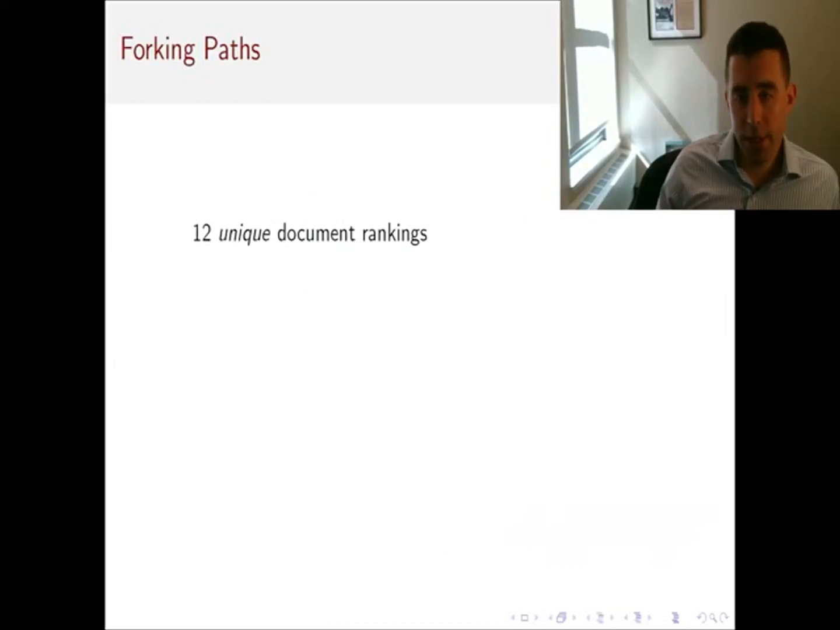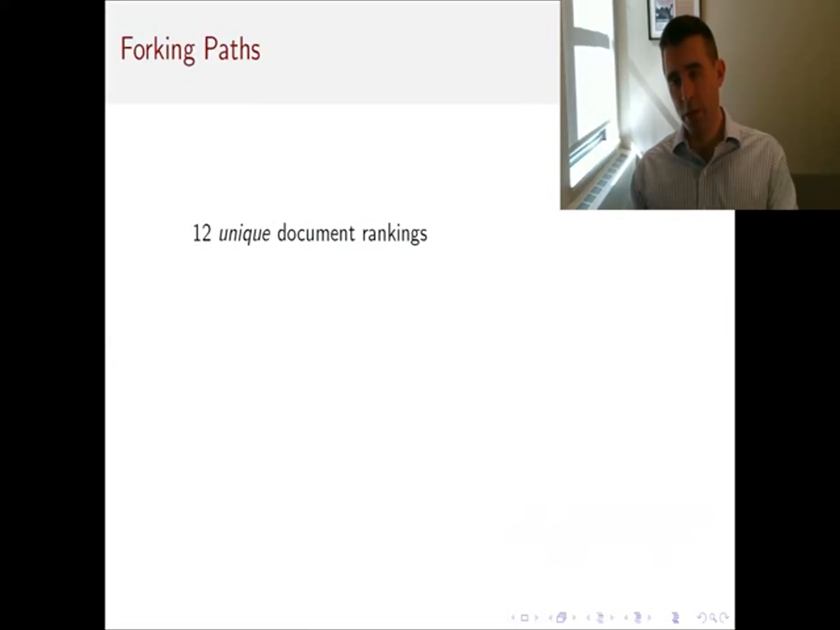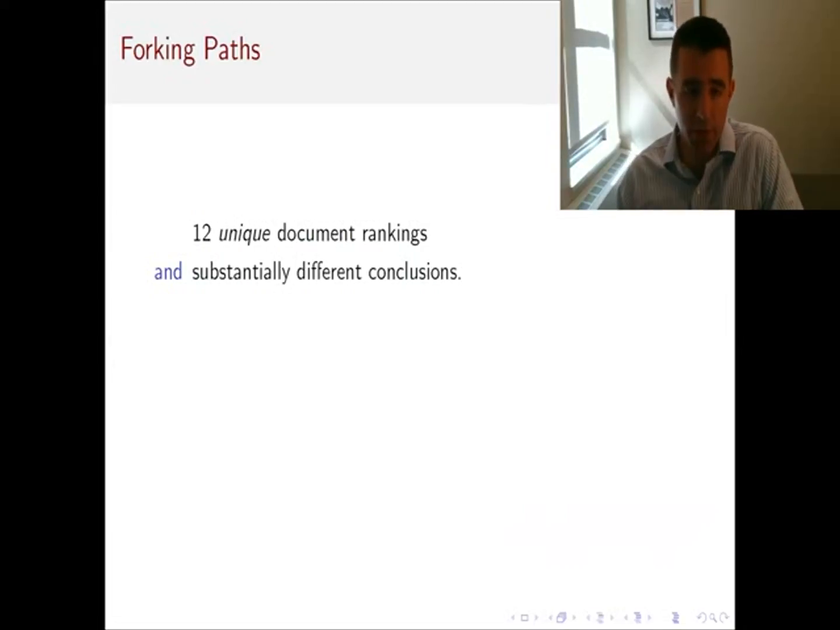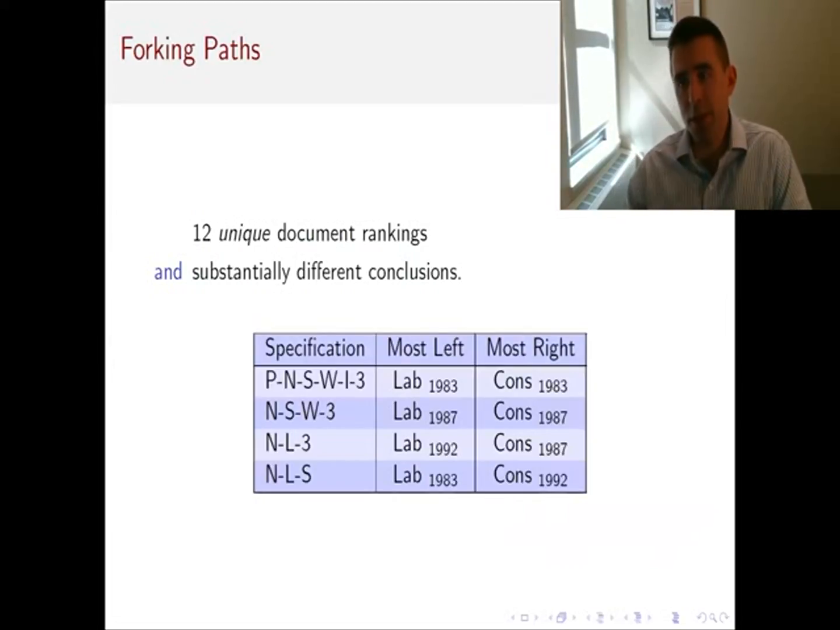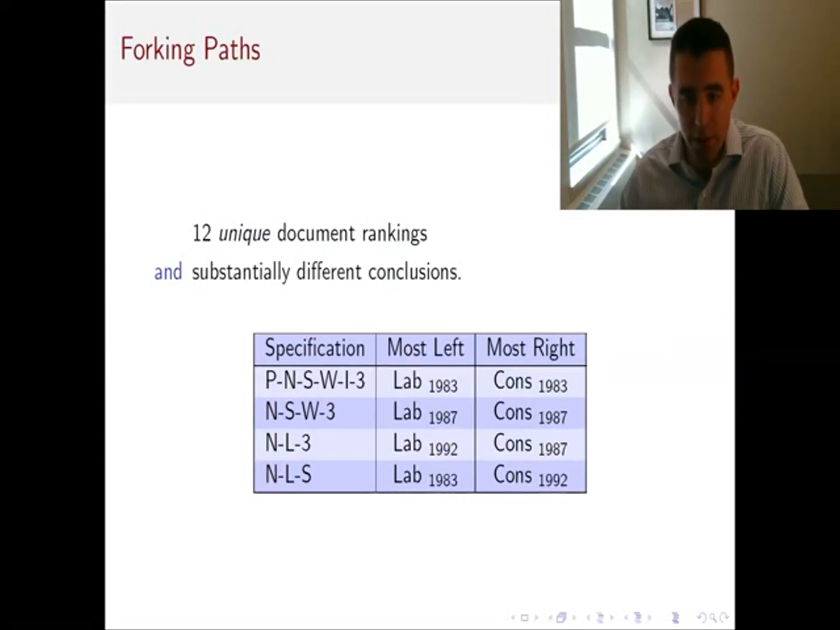So to summarize that, we have 12 unique document rankings, each of which is legitimate, given that we don't have any particular theory for pre-processing. But the problem is that we have substantially different conclusions. Just to give you a sense of this, and you can look at this in your own time, if we wanted to, we could have a specification where we find that Labour 1987 is the most left, and also a specification where Labour 1992 is the most left, and one where Labour 1983 is the most left, and similarly for the Conservatives, depending on what we choose.